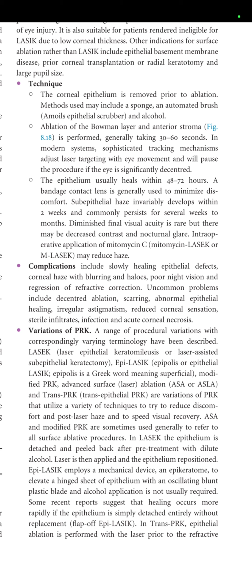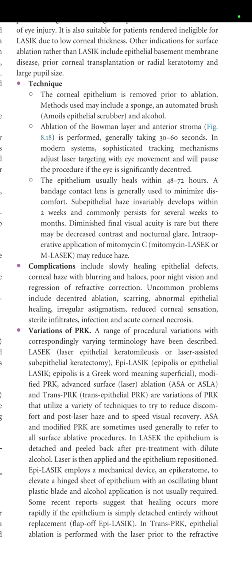Subepithelial haze invariably develops within 2 weeks and commonly persists for several weeks to months. So, subepithelial haze can also occur in this case. Diminished final visual acuity is rare, but there may be decreased contrast and nocturnal glare. Intraoperative application of mitomycin C, mitomycin LASIK, or MM LASIK may reduce haze.